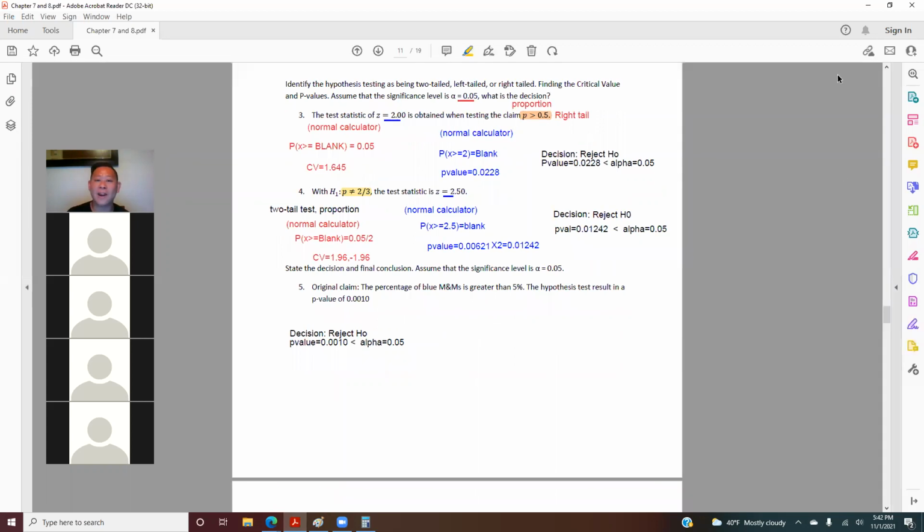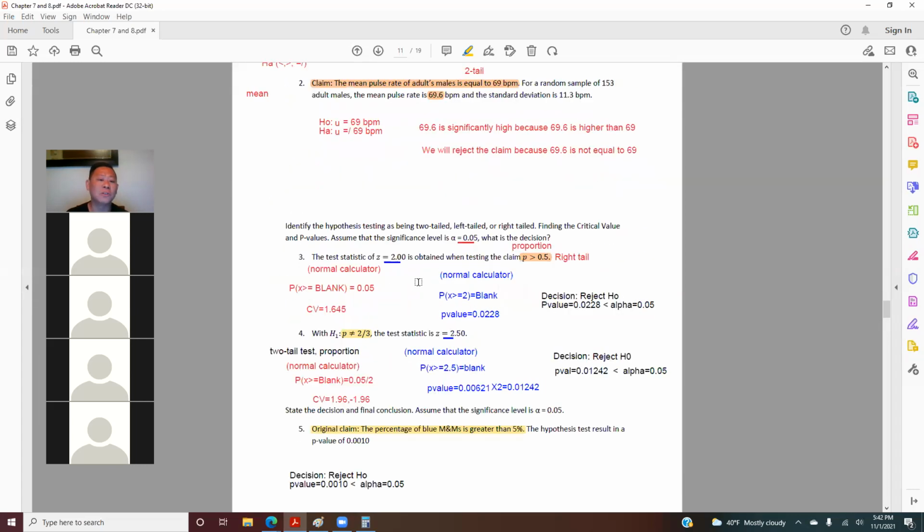Now we're going to go to a very difficult one. I'm going to underline the claim statement. So when you guys do this in my test or in my homework, if you can underline, please do underline or highlight this. So that is the claim statement. So if you're talking about the percentage of blue M&M is greater than 5%, that is the claim that we have.